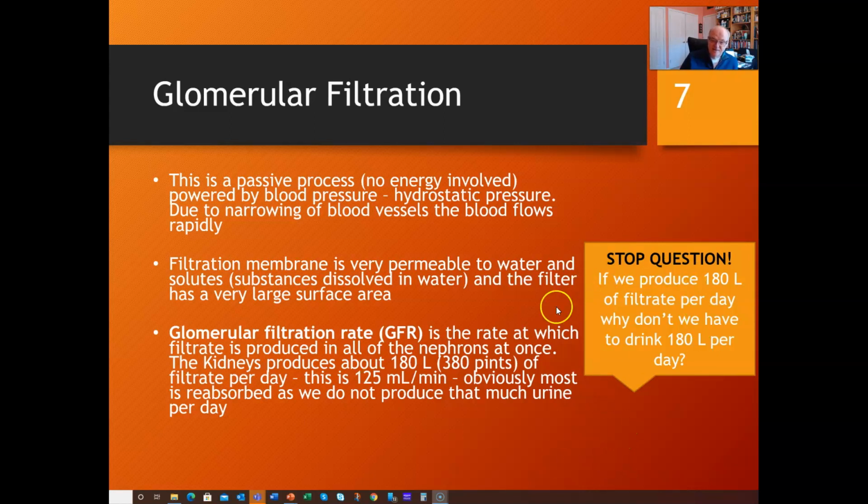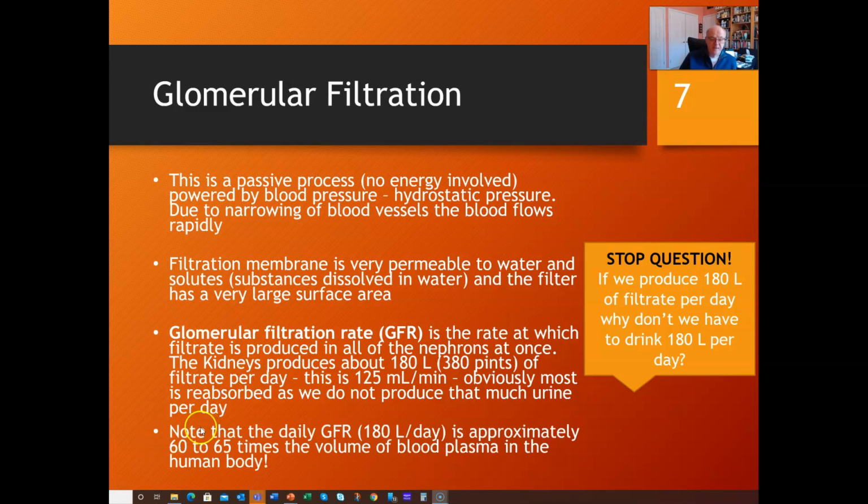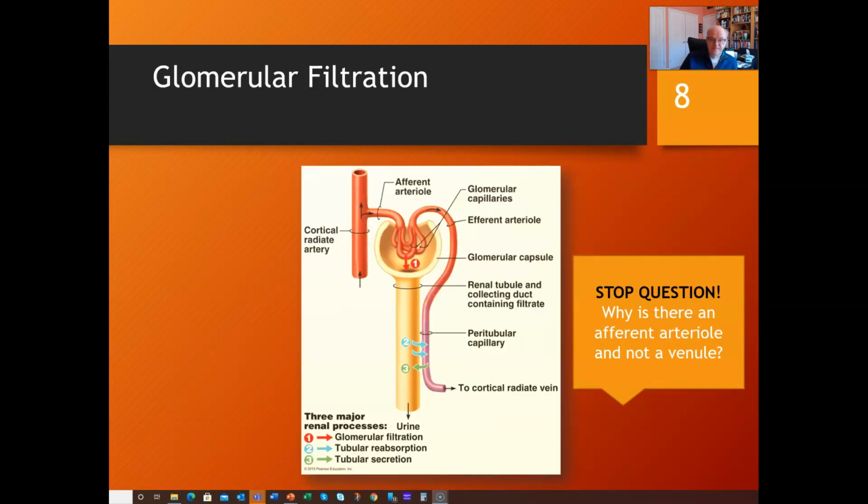And here's the answer to the question. We absorb most of it. If we didn't, we would be peeing all the time and drinking all the time. And the 180 litres per day is approximately 60 to 65 times the volume of our blood, the whole volume of the blood. Just think about that.